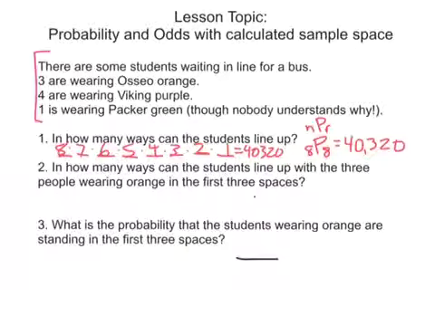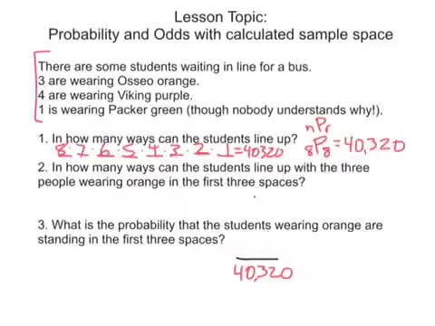Okay, so now we know that the denominator of our probability fraction is going to be 40,320. Because if we're trying to find the probability that the students wearing orange are standing in the first 3 spaces, we need to know how many different ways the students can stand in all 8 spaces, so 40,320. Now our job is to find out what the numerator is. How many ways are there for the students who are wearing orange to be standing in the first 3 spaces? Again, I'm going to show you 2 different methods for calculating this. First, I'm going to use permutations again.